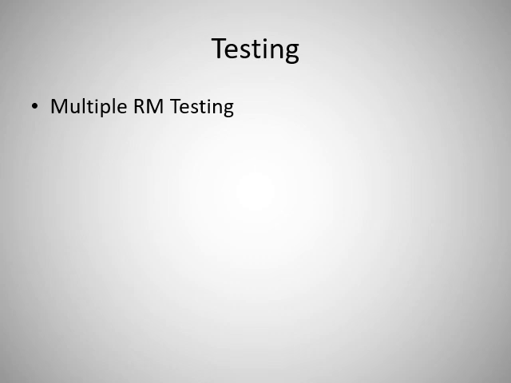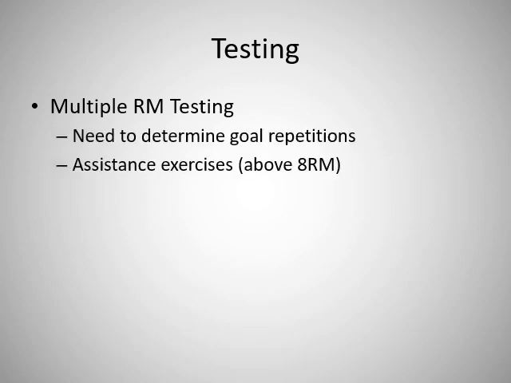So if you're going to do multiple rep max testing, meaning that you're not going to do a 1 rep max, you're going to do something for multiple reps, you want to determine your goal repetitions. And if you're going to test assistance exercises, which I don't really recommend, I don't think it's all that practical, you want to keep it above an 8 repetition maximum just for technique purposes. I tend to not really see a benefit to that, unless you're doing something to quantify like hamstring strength, because people tend to be weak with that and you just want to see some single joint stuff. But for the most part, you're not going to do that. If you are going to do it, keep it above an 8 repetition max.